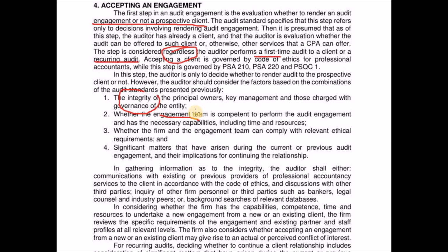And then, ikatulo, whether the firm and the engagement team can comply with relevant ethical requirements and significant matters that have arisen during the current or previous audit engagement and their implications for continuing the relationship. Unsa bay pasabot ani?